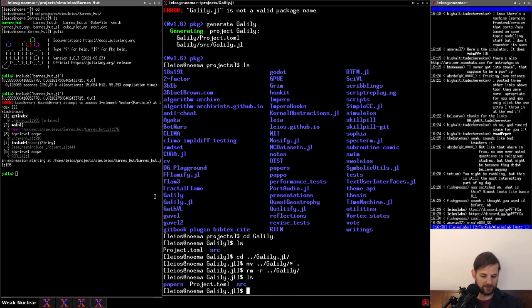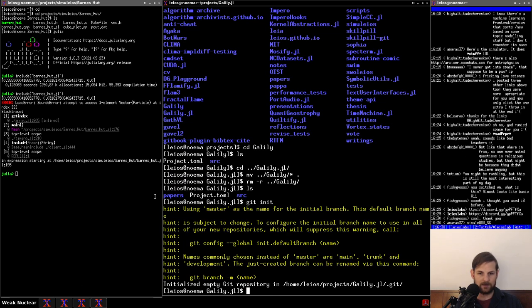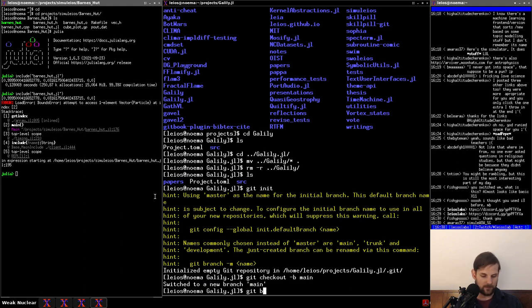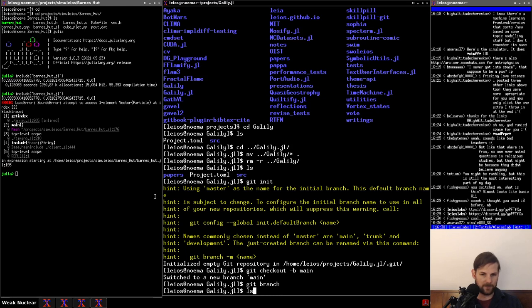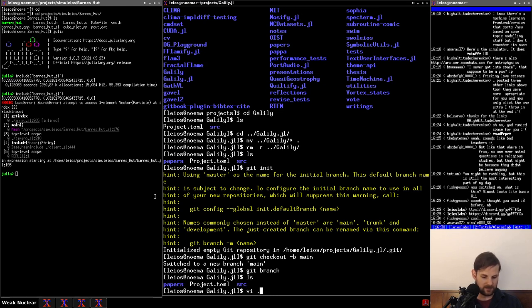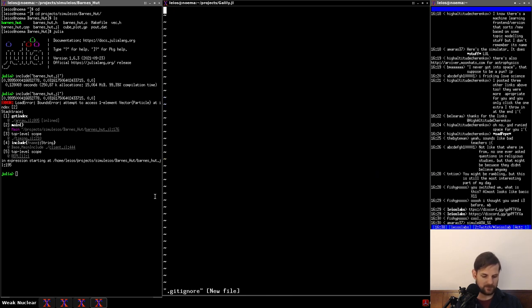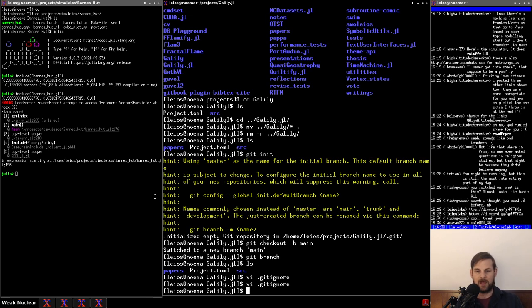So we have the Project.toml. Let's go ahead and do git init here. So we have the git repository already initialized. Git checkout -b main. All right, git branch. ls here. vi .gitignore. All right, and here we're going to say we want to put in the papers, I believe. Right now we're just going to put everything in the papers directory. It's going to be ignored, so papers star, I believe. And we'll just keep going from there.